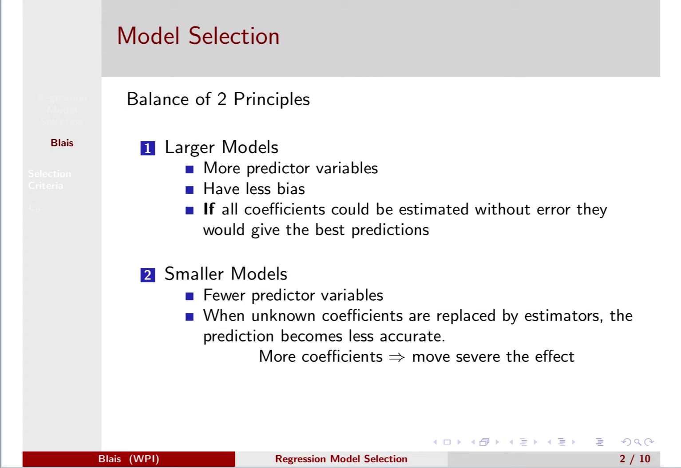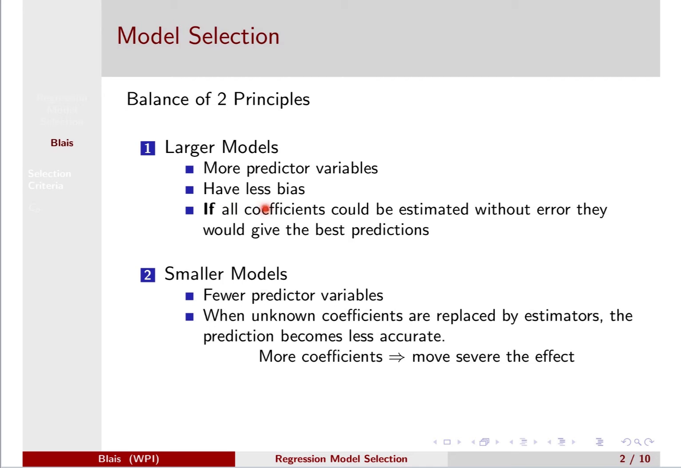But the problem is, for every additional predictor that you have, there is another coefficient that you have to estimate. And with the estimation of coefficients comes error. Having more and more coefficients introduces more and more error. So having a lot of coefficients is not necessarily better. That leads us to a preference for smaller models, smaller meaning fewer predictor variables, because of this issue with error in the estimation of the coefficients. When unknown coefficients are replaced by estimators, we lose accuracy, and more coefficients gives us a more severe effect of that. So we prefer smaller models when possible to not have as much of that type of error.